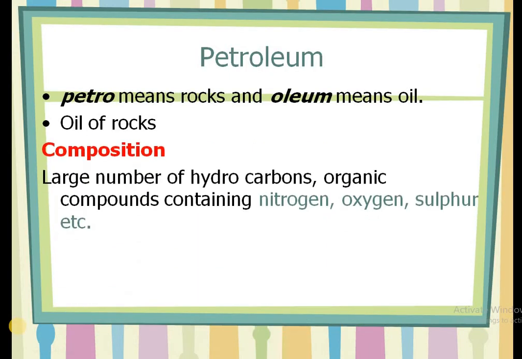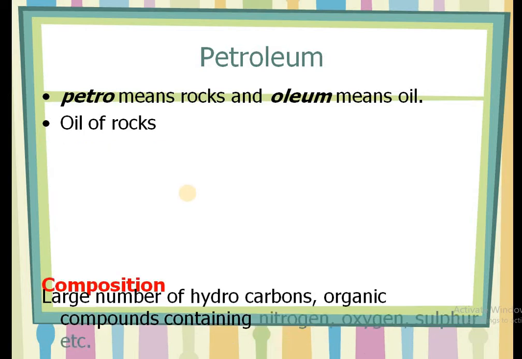The word petroleum is derived from the words petro and oleum. Petro means rocks and oleum means oil. That means petroleum means the oil of rocks. And what is it made up of? It is made up of a number of hydrocarbons, organic compounds containing nitrogen, oxygen, sulphur, etc.